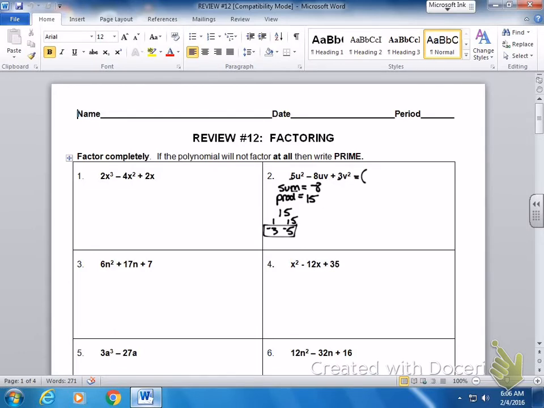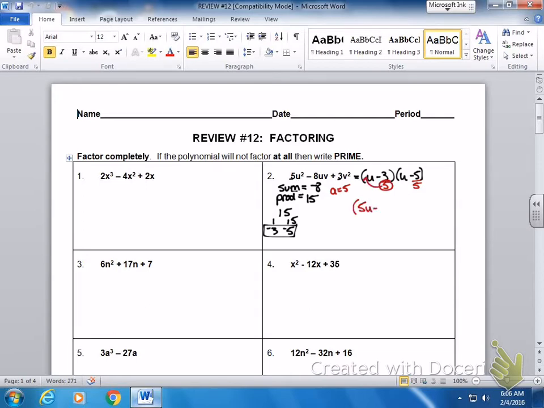So I come over here. I have u -3 times u -5. Now, I'm not finished yet. That looks like a good answer, but I still have to divide by our a value, which in this case is 5. So I divide both my terms by 5, and I have to simplify before I can swing that to the front. 3 over 5 is already simplified, so I can swing my 5 to the front.